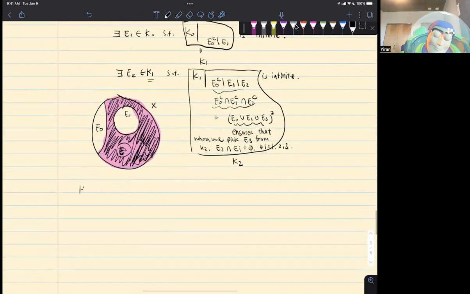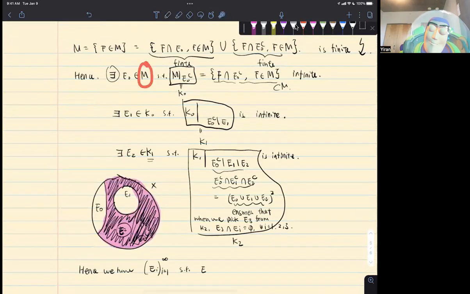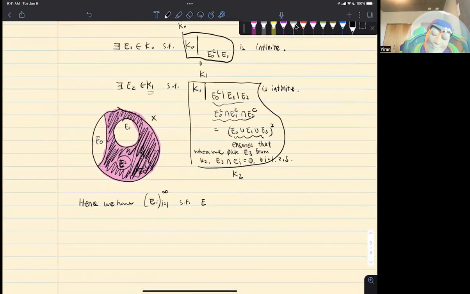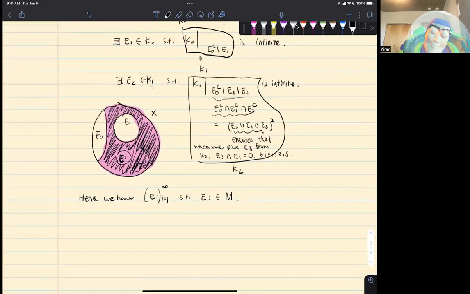Okay, so hence we have EI where I equals 1, 2, and so on, such that, notice that here we select M is a sigma-algebra, and then K0 is a subset of M, and E1 is a subset of M. Therefore, all of the elements in the sequence are going to be in the sigma-algebra M. And as we just discussed here with this picture, EI intersect EJ is equal to an empty set for all I not equal to J.